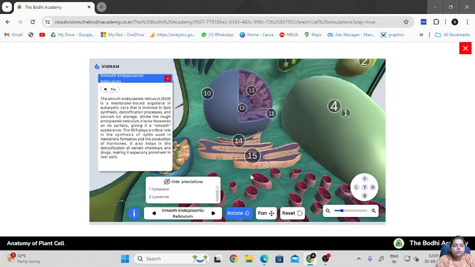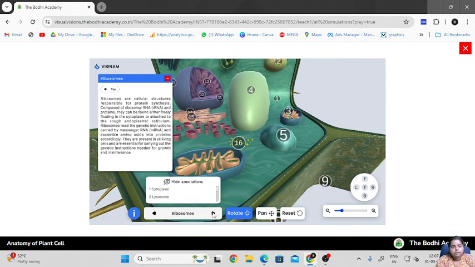It helps in detoxification processes, and it is a large calcium ion storage. Then there is something called ribosomes. These are the ribosomes. These are responsible for protein synthesis. So ribosomes help in the protein synthesis mechanism.